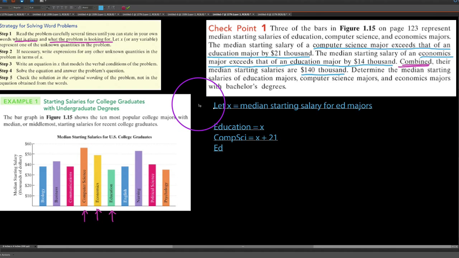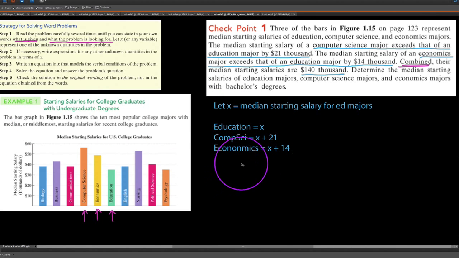And if we look at economics, they were 14,000 more than an ed major. So now we have 3 expressions here that essentially tell us how we can compare how much they make to an ed major, where ed majors is this x right here. So now, step 2, we said if necessary, write expressions for any other unknown quantities in the problem in terms of x. That's what we've just accomplished here.